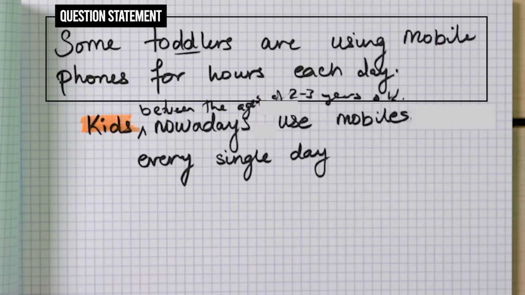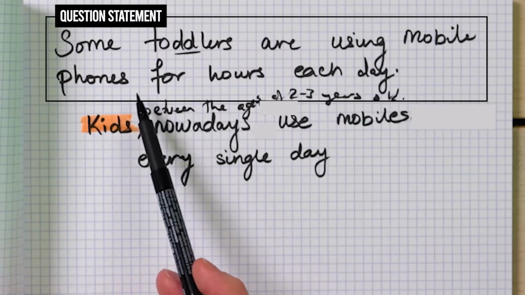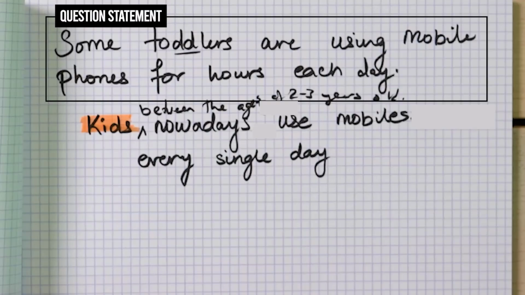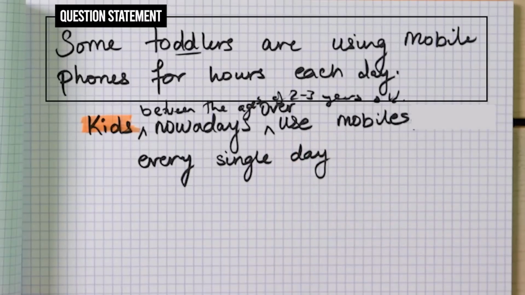Probably not telephones, but we could use phones. Phones, yeah, that's what I was thinking. So kids between the ages of 2 to 3 years old nowadays use mobiles or use phones for hours each day. Every single day, that could be 1 second. I could use my mobile phone for 1 second each day. I wrote overuse, so does that make a difference? Again, it's a little bit too vague.